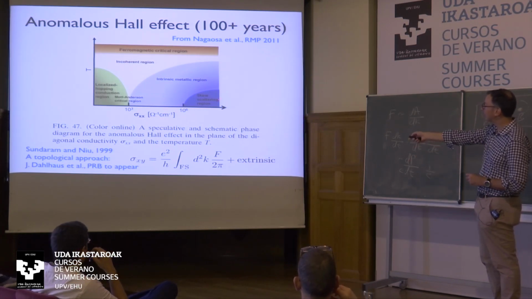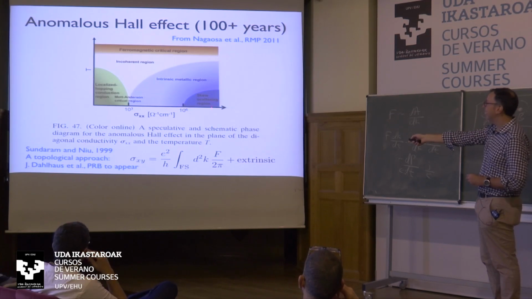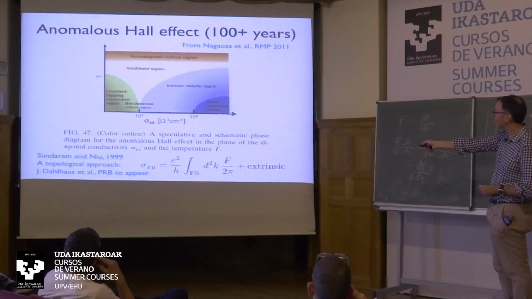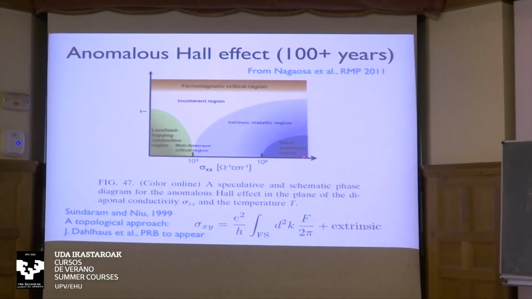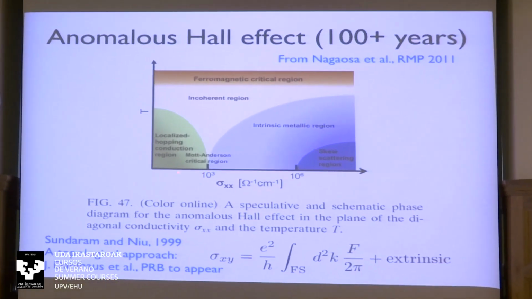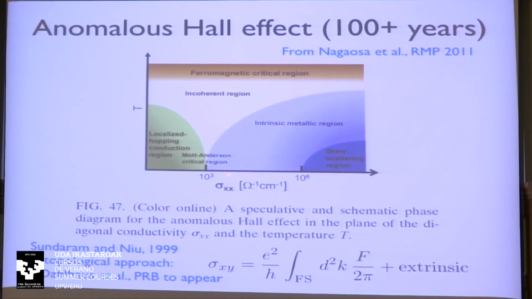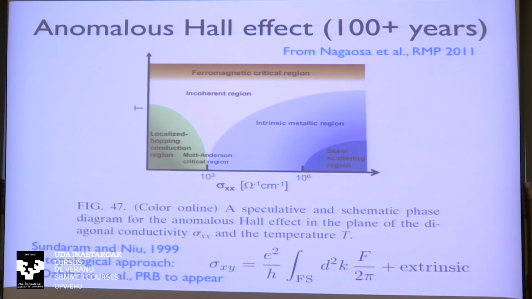If I make a material very clean, it turns out that sigma xy is actually dominated by the details of scattering on the Fermi surface, so it's less universal. And if I make a material very dirty, I start to get localization type physics, but there's some intermediate regime where indeed this is the dominant term.